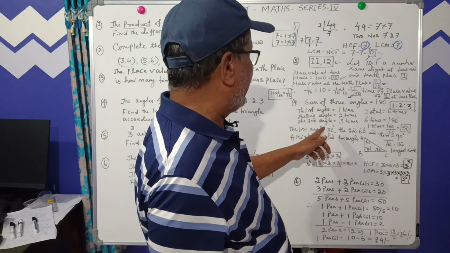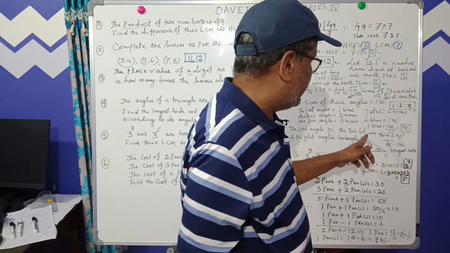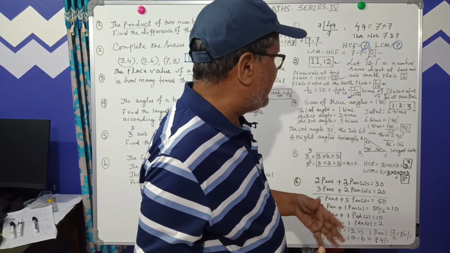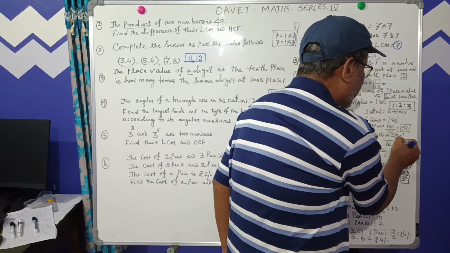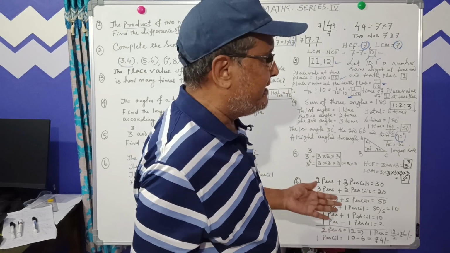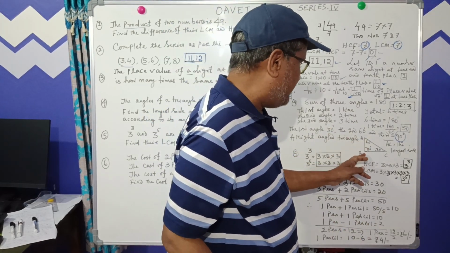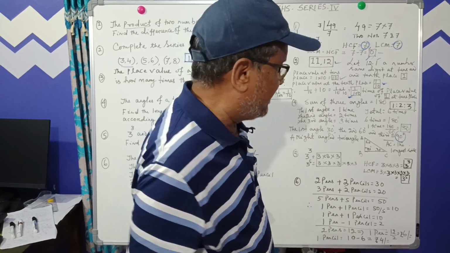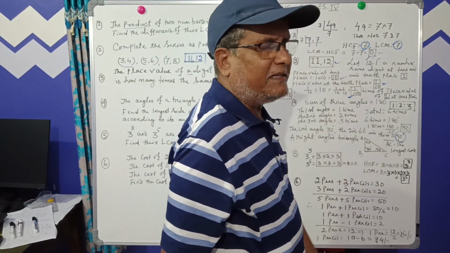So the first angle is 30 degrees, the second angle is 30 into 2, 60 degrees, and the third angle is 30 into 3, 90 degrees. Now naturally you can say it is a right angle triangle. So now you see triangle ABC, the right angle triangle, and this angle is 90 degrees, this is 30 and this is 60.